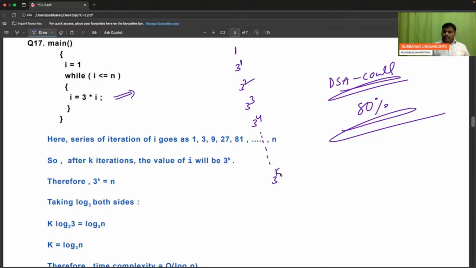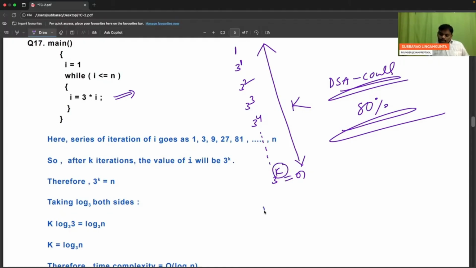If you do k times, 3 power k is equal to n. So what is the k value? If you want something which is there in the power, you have to apply log so that it will fall down.